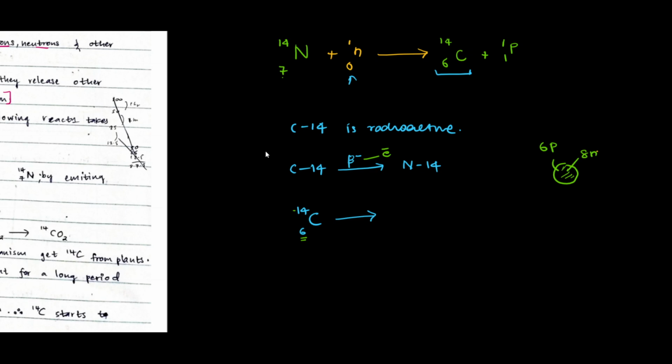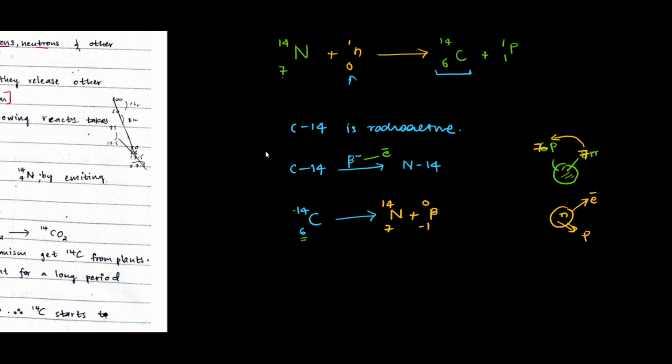The neutron is neutral. When it releases an electron, it becomes positively charged. Therefore, this converts into a proton. So the number of protons becomes 7 and the number of neutrons also becomes 7. That is nitrogen, so this turns into nitrogen-14, with 7 protons. During this, it releases a beta minus particle. The charge is minus 1, and its mass is 0.